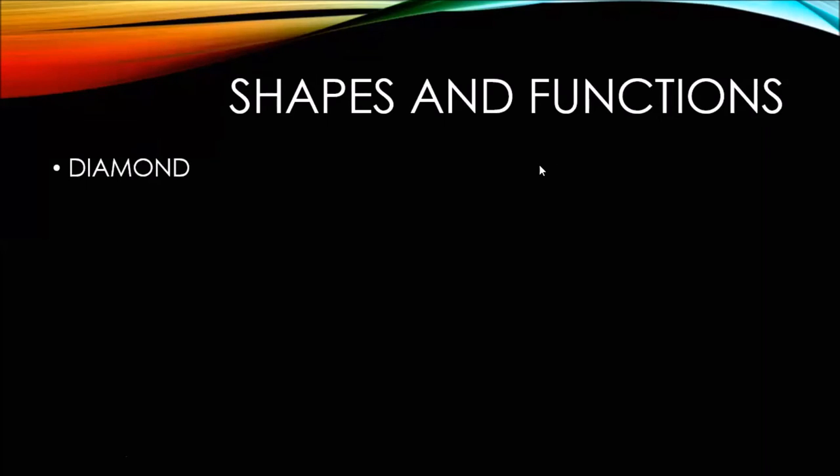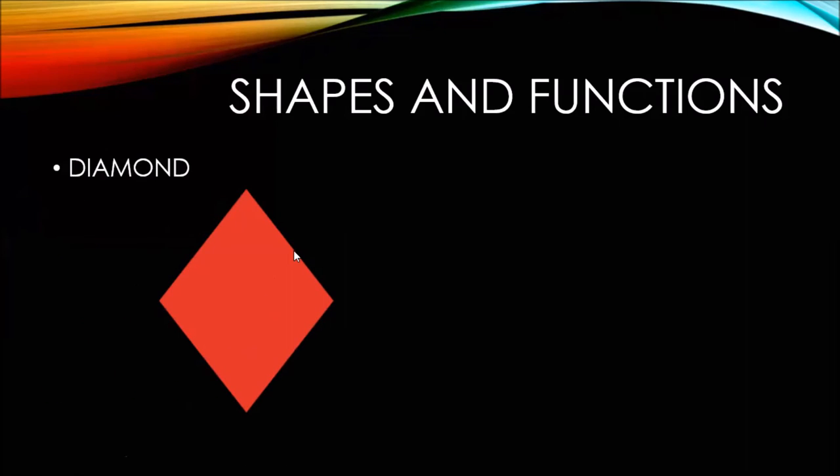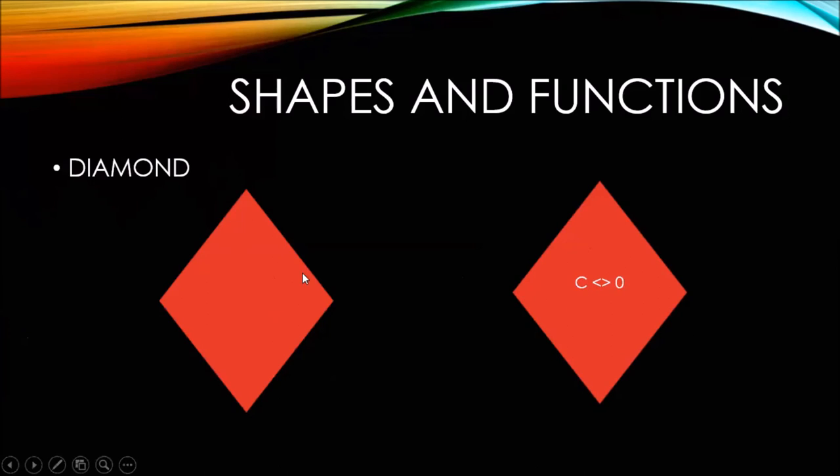Good. All right, so here we have a diamond. Diamonds are used for decisions. Your decisions will span from your if statement. Your decisions will span into your loop, with a bounded or unbounded iteration. Good. So same thing now, in your diamond, you're going to have the condition.